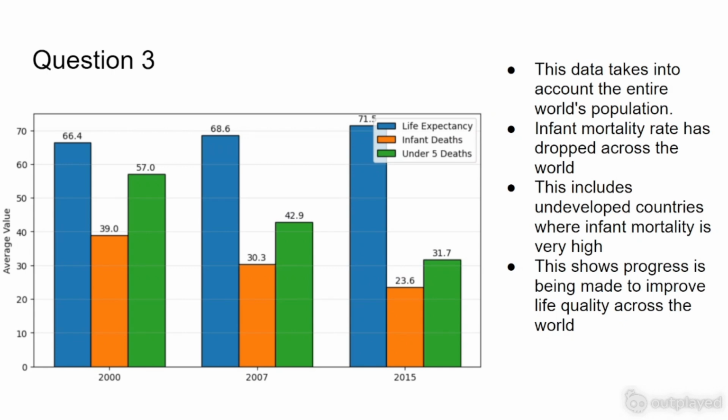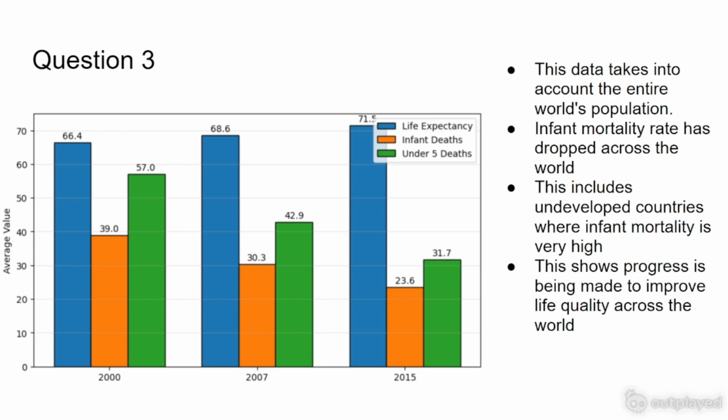And then for question three, we looked at three different life expectancy, average quality of life measures, which are life expectancy, infant mortality or infant deaths, and deaths under 5. As you can see, from the year 2000 to 2015, life expectancy has gone up. Infant deaths have gone down, and deaths under 5 have also gone down.